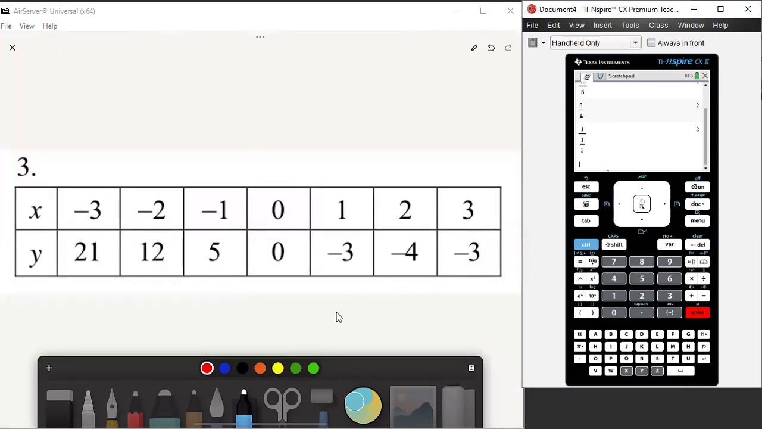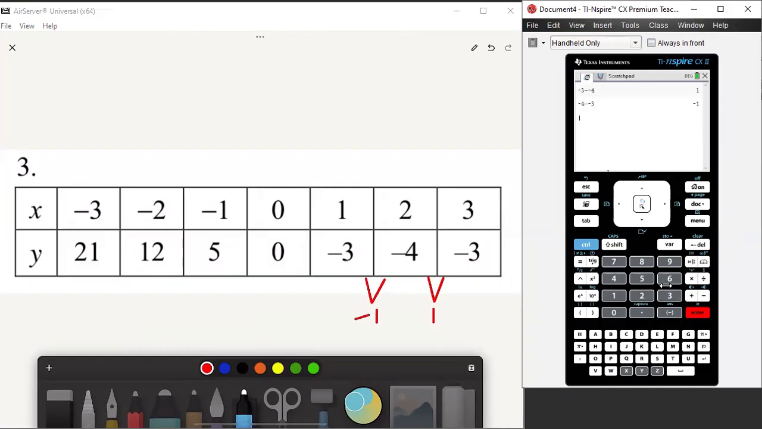If I look at this table, I'm going to start by doing the difference. So let me get rid of this. We're going to do a negative 3 minus a negative 4, and we get 1. And then we're going to do a negative 4 minus a negative 3, and we get a negative 1.